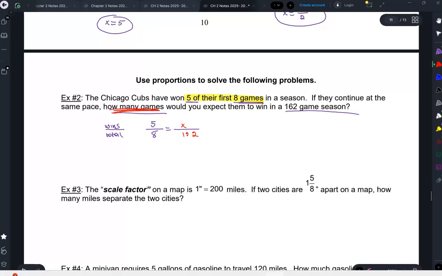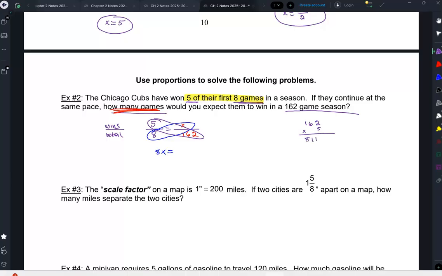This is, I would say, the more important part. Because even if you know how to solve proportions perfectly well, if you get this wrong, then you can solve it right, but you'll still get the wrong answer, right? So here, this way is 8x. This way, 5 times 162, right? You would just do that on your scratch paper. You get 810. Okay, see how I did that? I didn't do it mentally. I had already done it, okay?